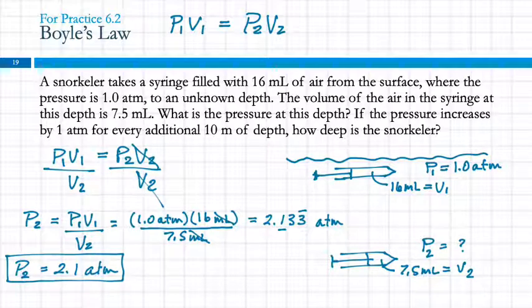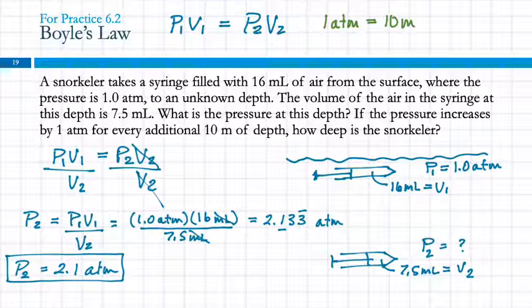The next question: if the pressure increases by 1 atmosphere for every additional 10 meters of depth, how deep is the snorkeler? This adds an aspect of problem solving. So that is a relationship, 1 atmosphere per 10 meters. So I could say 1 atmosphere for 10 meters of depth. That's a relationship.